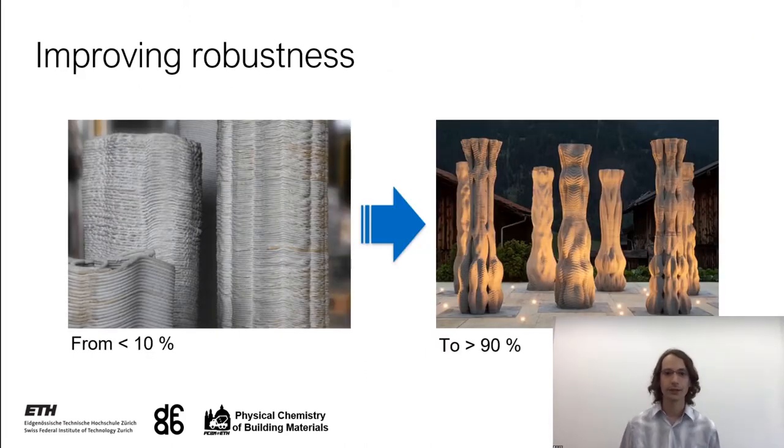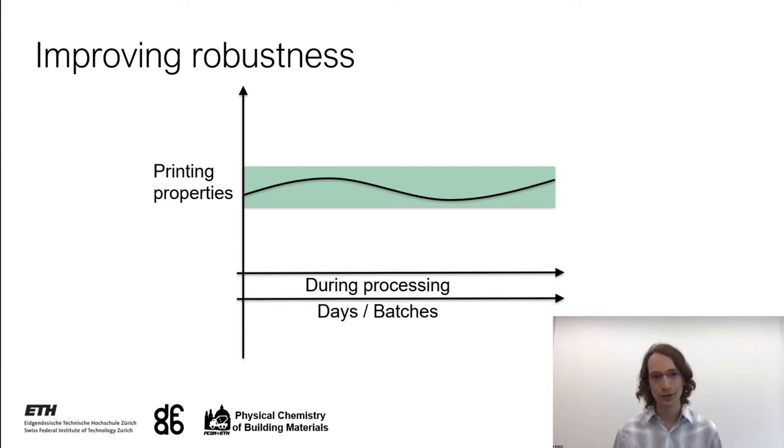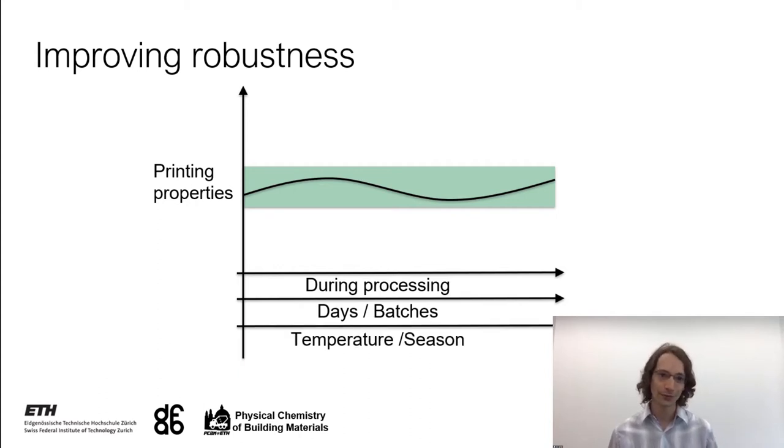From the material side, however, what we should be most concerned about is a means to guarantee quality. So our printing needs to work reliably and give the same results. As seen here from the left, at about the time of the last conference, the printing was working a few times out of many trials, and now we have moved over to something that works robustly. For this to work, we need the printing properties not to change during the printing process, but they should also not change between working days or when batches of material change. They should also not change when the temperature changes and when the season changes.